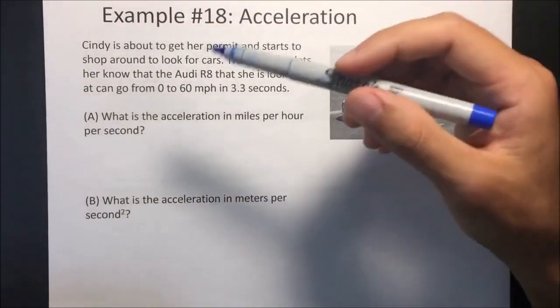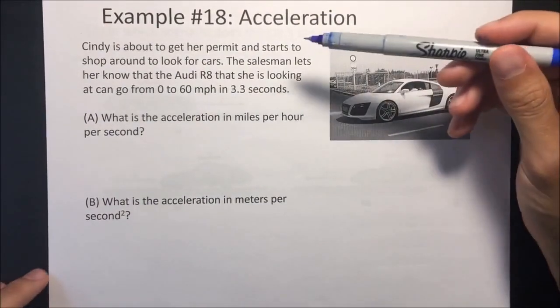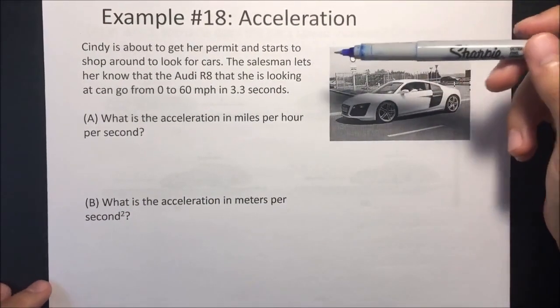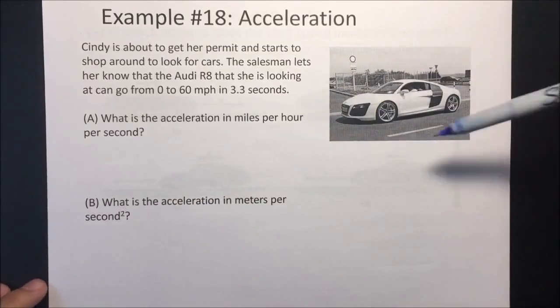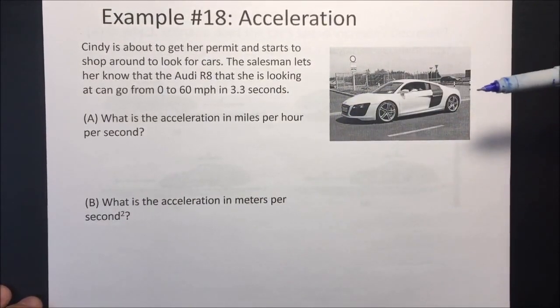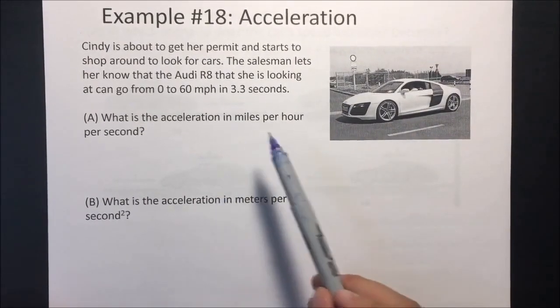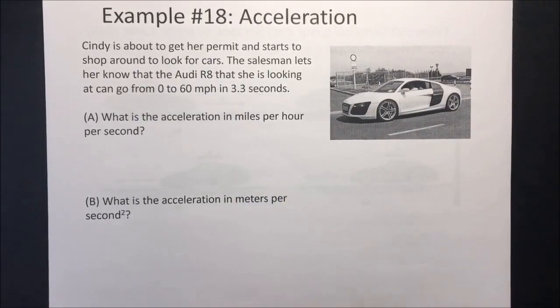Alright, so back here, Cindy is about to get her permit and starts to shop around to look for cars. The salesman lets her know that the Audi R8 that she is looking at can go from 0 to 60 miles per hour in 3.3 seconds. Ooh, maybe she's pretty rich. What is the acceleration in miles per hour per second?